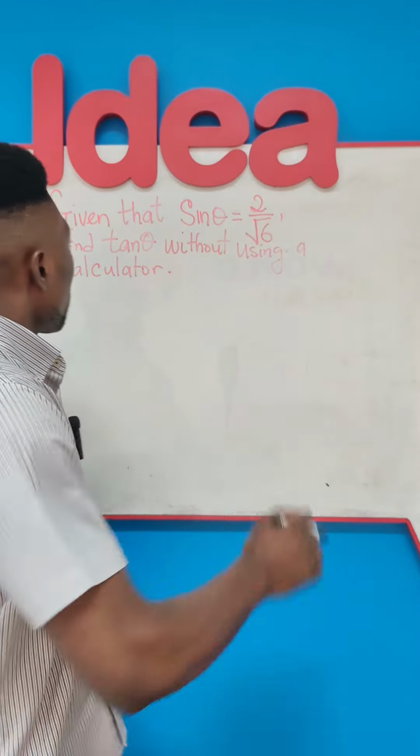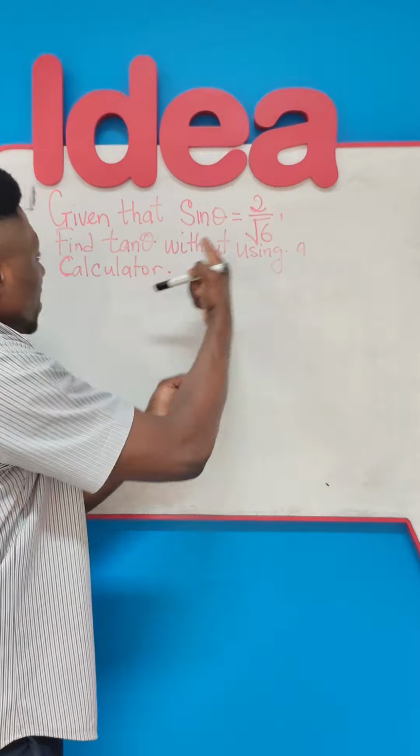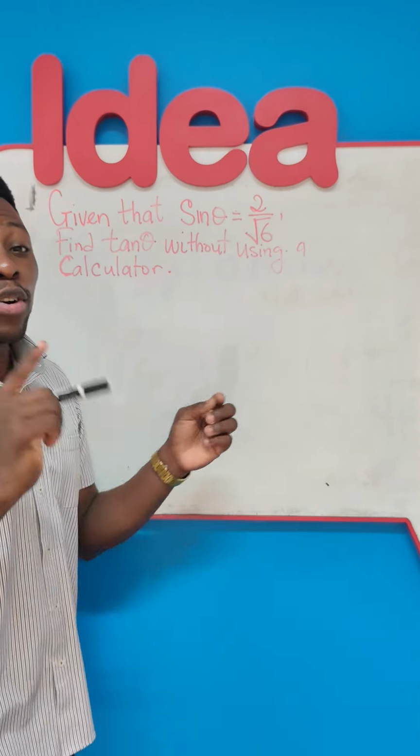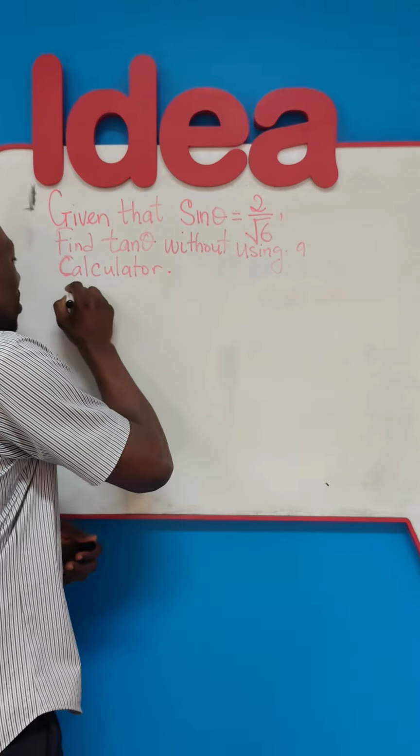Tomorrow will be better. Given that sine theta equals 2 divided by root 6, find tan theta without using a calculator. Follow me, dear friends.